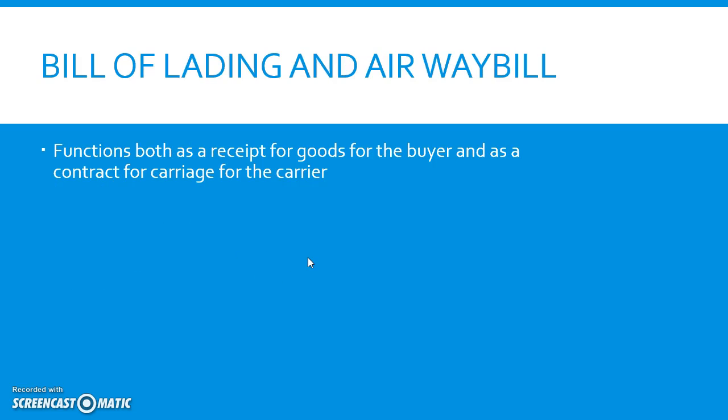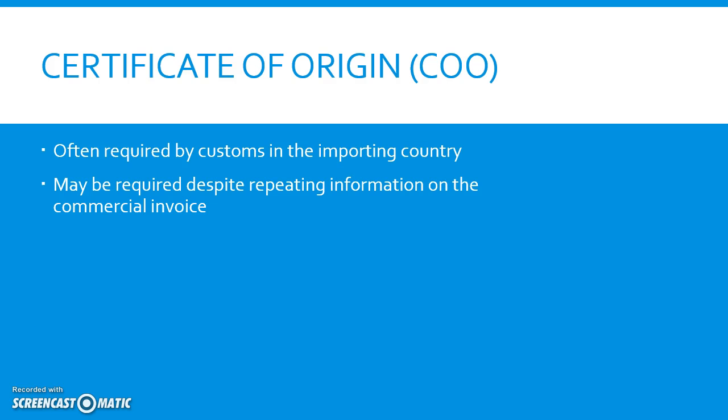Bills of lading and airway bills function as a receipt for goods for the buyer and as a contract of carriage for the carrier. The COO, or certificate of origin, as I said, is required by customs in the importing country. And it may repeat information that's on the commercial invoice, but it's critically important in its own right because there are a number of trade agreements that reduce or eliminate tariffs between countries. So the origin of products must be ascertained.